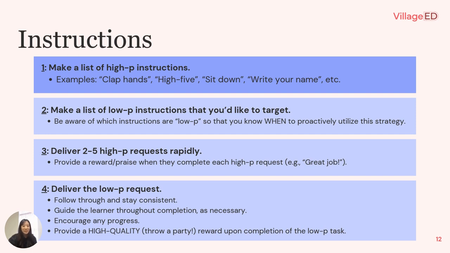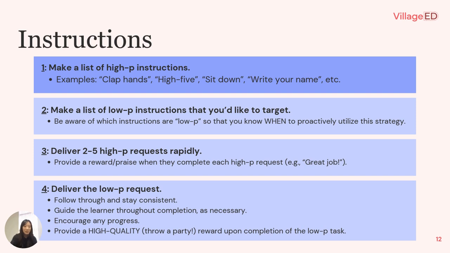So instructions. First, we want to know what our high P instructions are. We just want to have in our back pocket a list of different instructions that we know our child will comply with or follow. Very simple examples: clap hands, high five, sit down, write your name. I used to have a student who loved to blow kisses. So to build momentum, I would have her blow kisses, give me a high five, and then I would move on to the low P task. So just have a list of different things that you know your child can do.